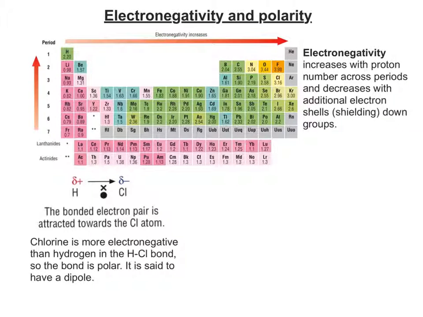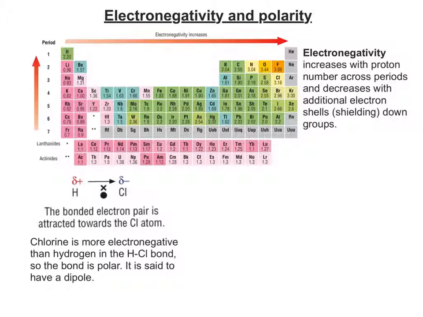So in this diagram we can illustrate it by seeing that the bonded pair is attracted to the chlorine more than it is to the hydrogen. So if you look very closely at the distance between the hydrogen and the chlorine, can you see that the bonding pair is actually slightly shifted more towards the chlorine than it is towards the hydrogen?